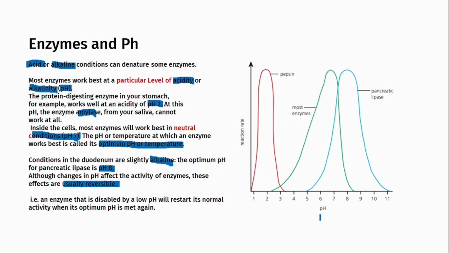You need to know how to label it. So the x-axis is pH, the y-axis is the reaction rate, and here you should know that the very acidic condition is for pepsin. Most enzymes are around 7, and the pancreatic lipase is around 8.